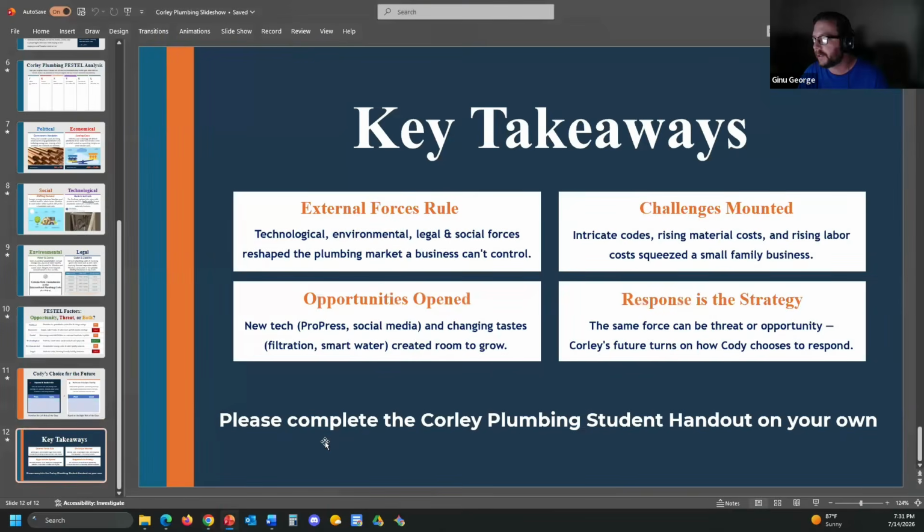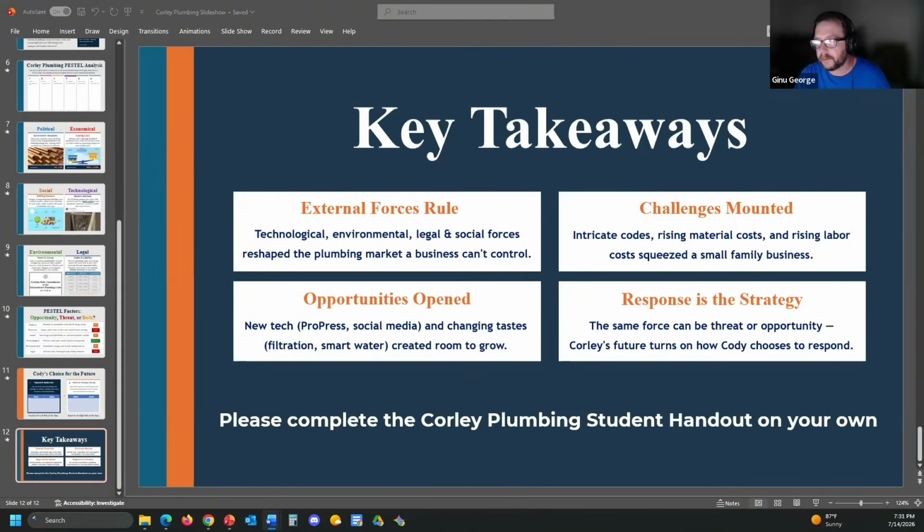Our key takeaways from this. I didn't make the student handout, so don't worry about that. I was going to, but then I didn't. So our key takeaways from this, right? Our external forces rule here. External PESTEL forces completely shape the markets. You can't control them. Technological stuff, you can't really control because they're inventing it around you. Environmental stuff, nature's just going to nature.